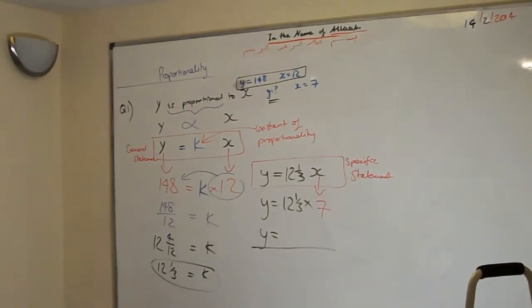Right, who's got an answer for that? So 12 and 1/3 times by 7 gives you 259 over 3. It gives you 86 and 1/3.